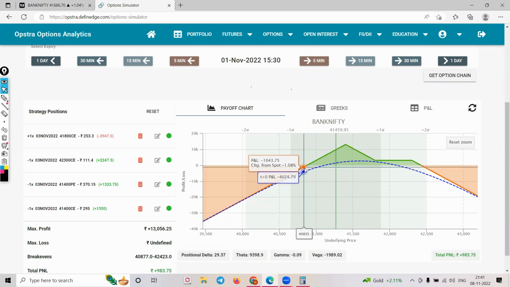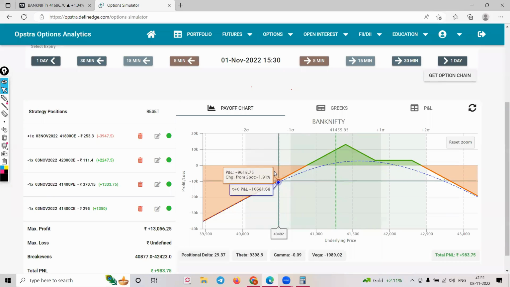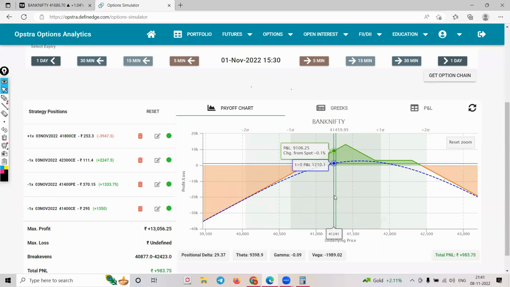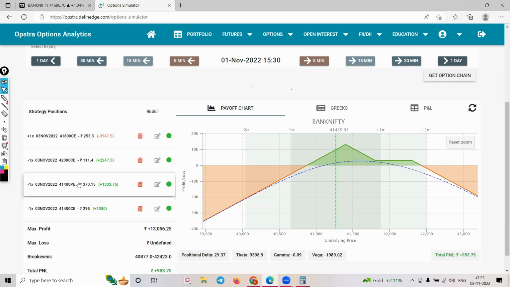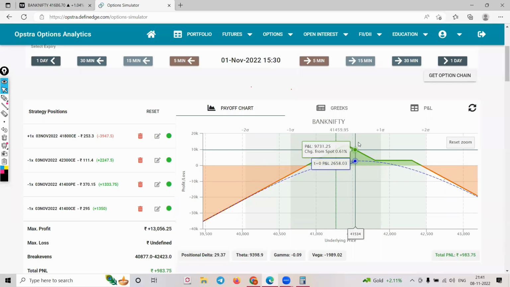Now, can someone tell me, if I don't want this unlimited loss, what can I do? Broken wing, iron fly. Broken wing, absolutely. That's a good solution. I'll just go for buying a put. So what is the premium you got? 370 and 300, so almost 600, 700. Let me go and buy 600 or 700.